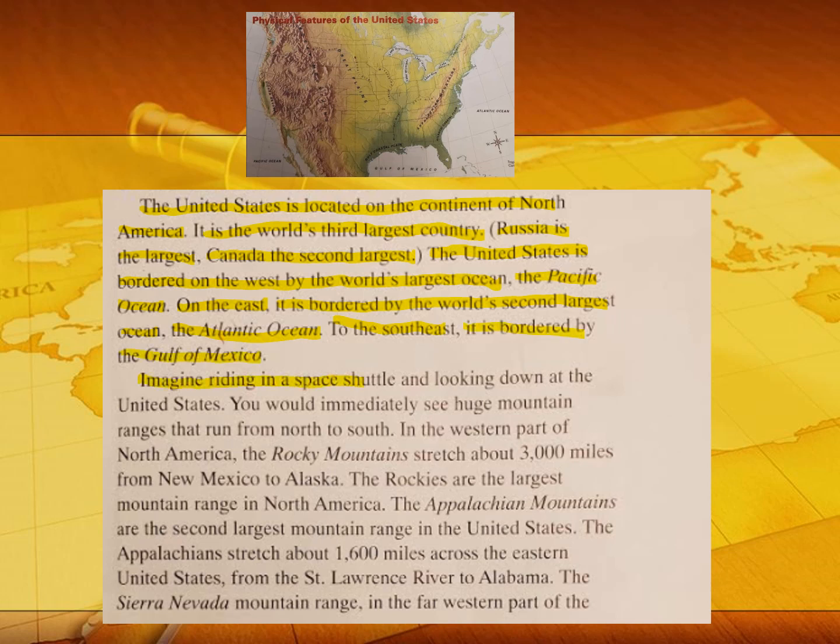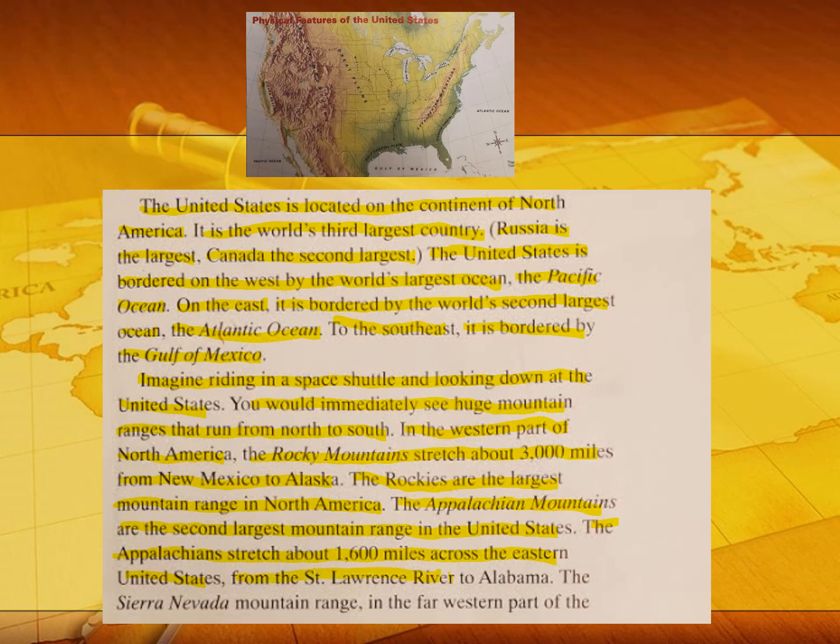Imagine riding in a space shuttle and looking down at the United States. You would immediately see huge mountain ranges that run from north to south. In the western part of North America, the Rocky Mountains stretch about 3,000 miles from New Mexico to Alaska. The Rockies are the largest mountain range in North America. The Appalachian Mountains are the second largest mountain range in the United States. The Appalachian Mountains stretch about 1,600 miles across the eastern United States, from the St.